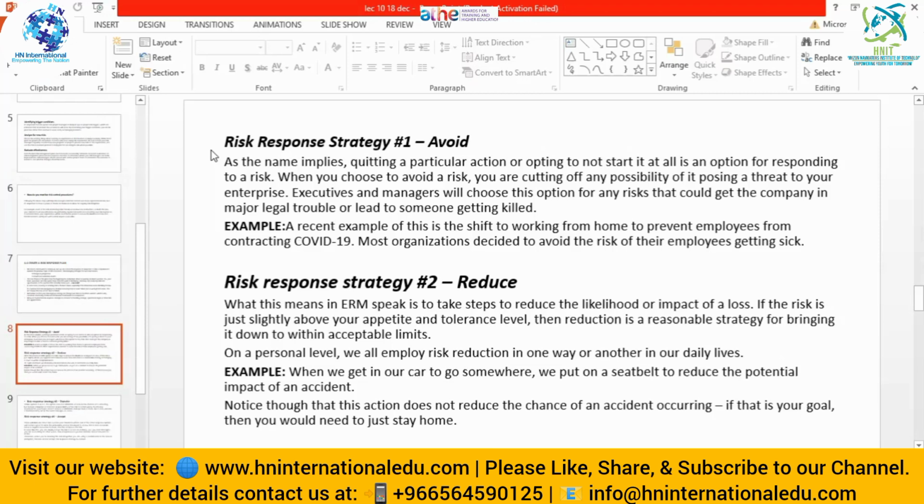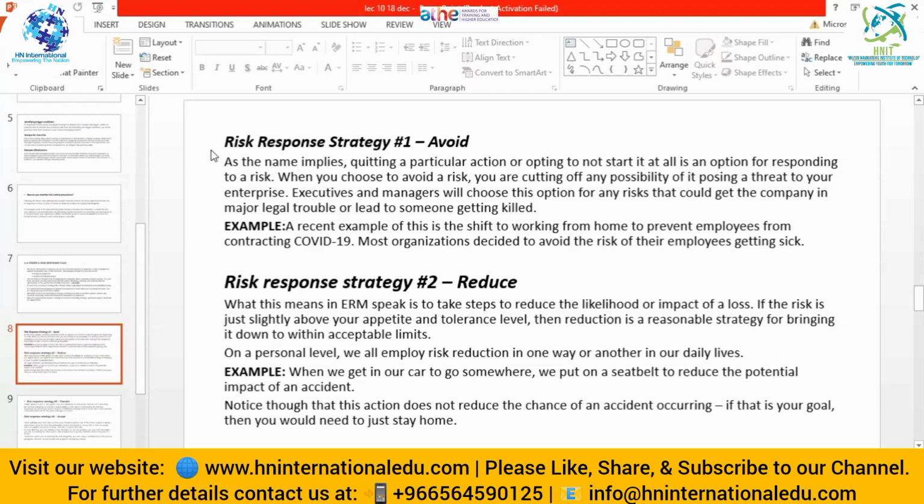Executives and managers will choose this option for any risk that could get the company in major legal trouble or lead to someone getting killed. Now, what could be an example? A recent example of this is the shift to working from home to prevent employees from contracting COVID-19. Most organizations decided to avoid the risk of their employees getting sick.